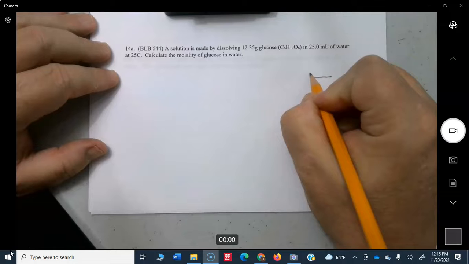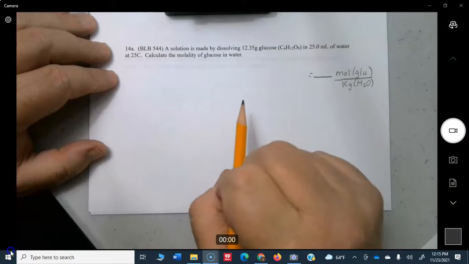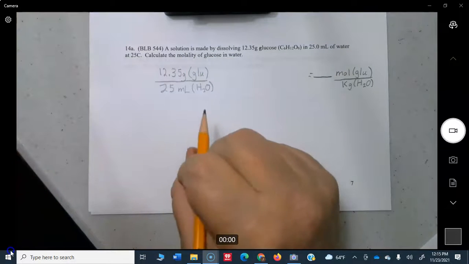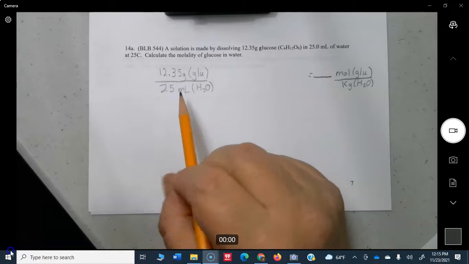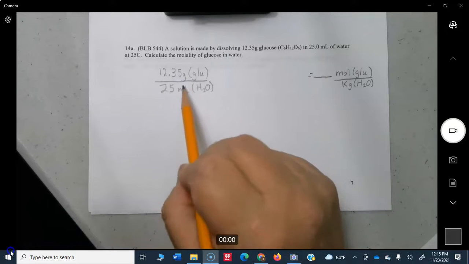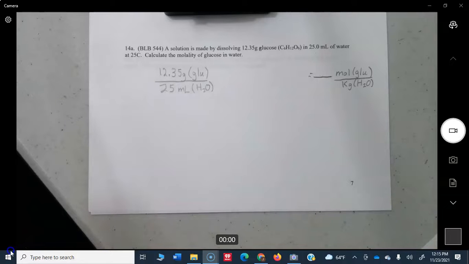We want molality, which means we want moles. We start off with this. We have to go from grams of glucose to moles of glucose. That's a molar mass conversion. On the bottom, we have to go from milliliters to kilograms. Now, that's a unit of volume, how much space something takes up, and that's a unit of mass. So when we dealt with that in the earlier problem, 10A, we had to have a density to relate volume to mass. But there's already a relationship that exists that you should have memorized, and it's this.